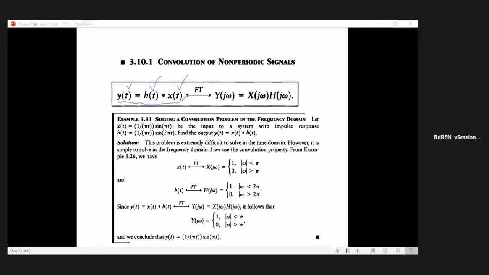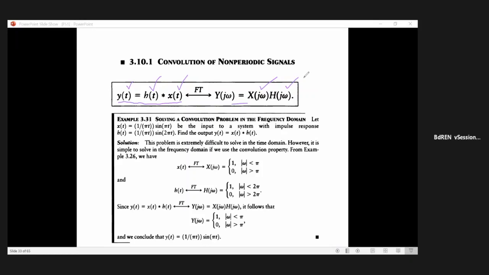Then if we take the Fourier transform, the transform equation will be something like this, okay? That means the transform equation becomes a multiplication, where X(jω) is the Fourier transform of x(t), and H(jω) is the Fourier transform of h(t). So if the input Fourier transform and the frequency response are known to us, then we can multiply them together to find the output transform. Then we take the inverse to find the time domain signal, okay?